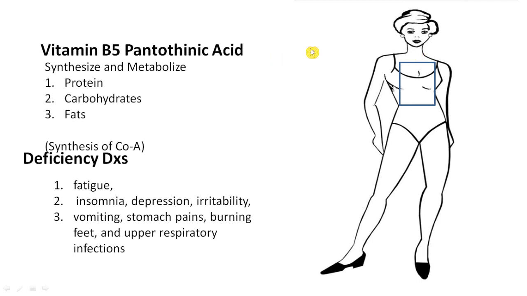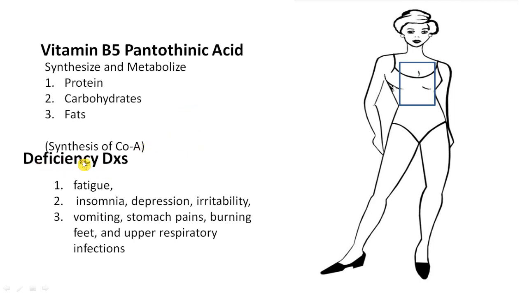Now the next one is vitamin B5, which is pantothenic acid. Again, we are coming down. Here you can find your stomach. So it helps you in the synthesis and metabolism of protein, carbohydrates, and fat. So everything is just kind of churning down in the stomach. So you can memorize that it helps in the metabolism of protein, carbohydrates, and fats, and it helps in the synthesis of coenzyme A.